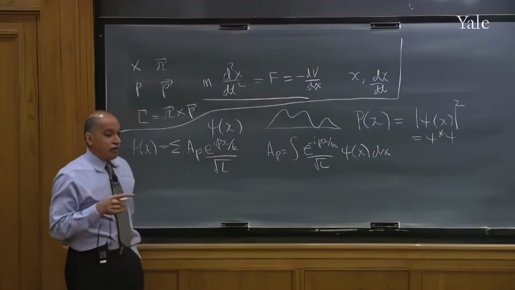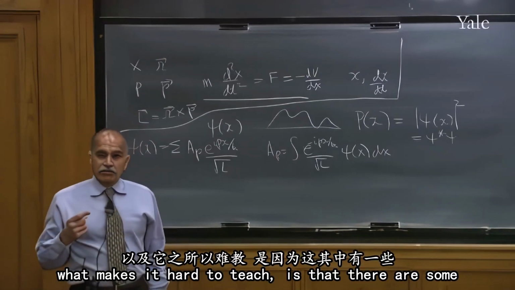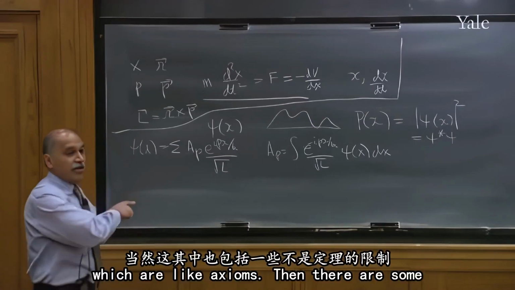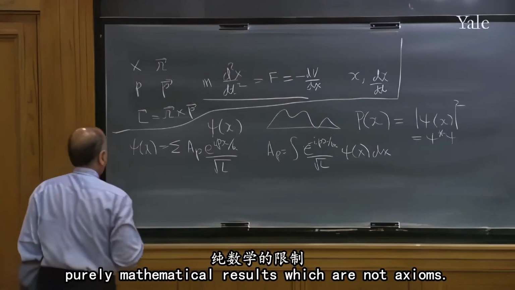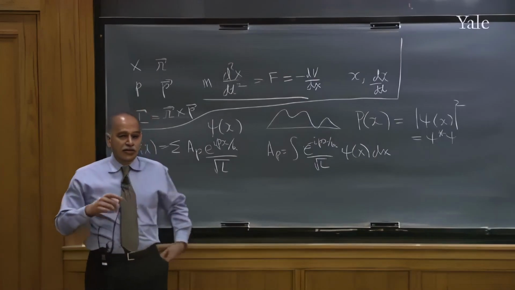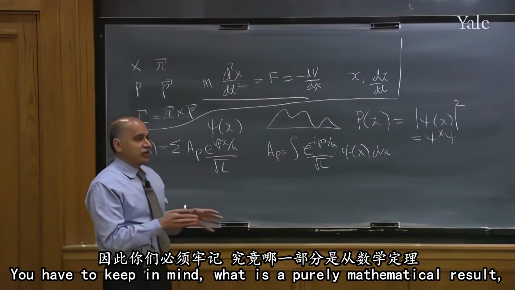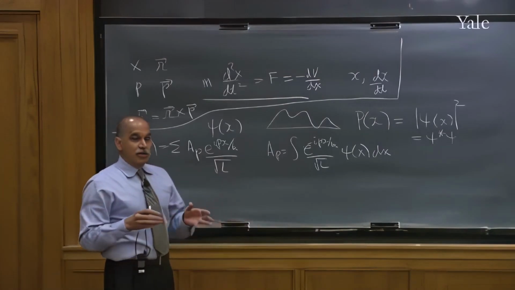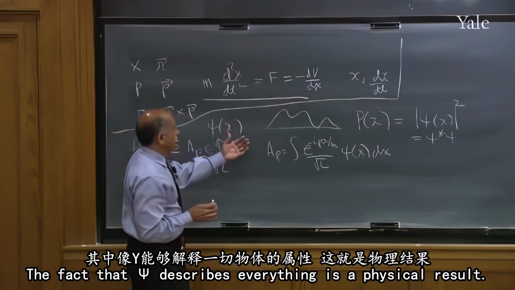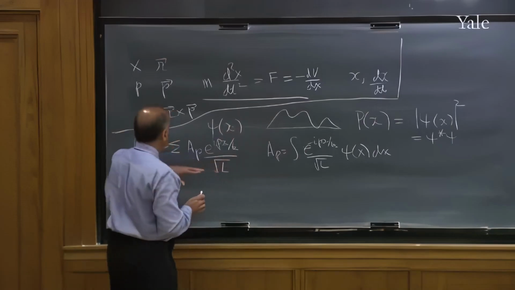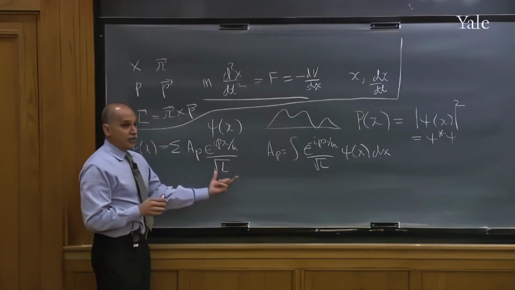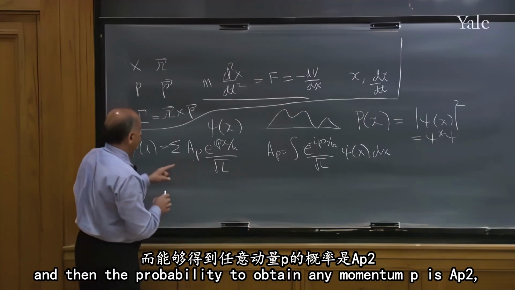what's interesting about quantum mechanics, what makes it hard to teach, is that there are some physical principles which are summarized by these rules, which are like axioms. Then there are some purely mathematical results, which are not axioms. They are consequences of pure mathematics. You have to keep in mind what is purely a mathematical result, therefore deduced from the laws of mathematics, and what's a physical result that's deduced from experiment. The fact that psi describes everything is a physical result.